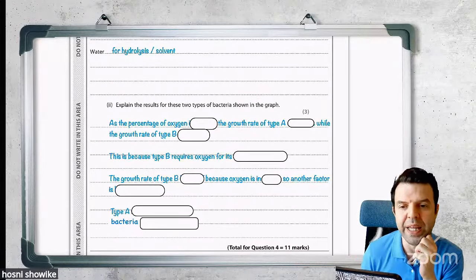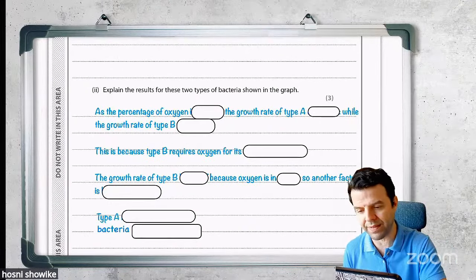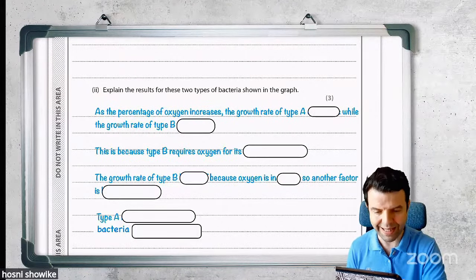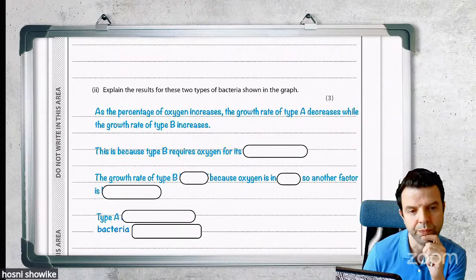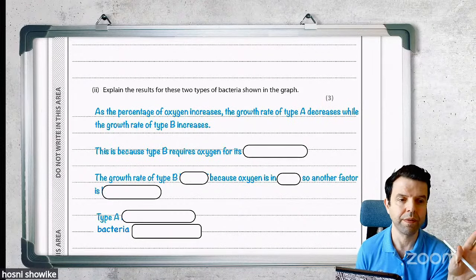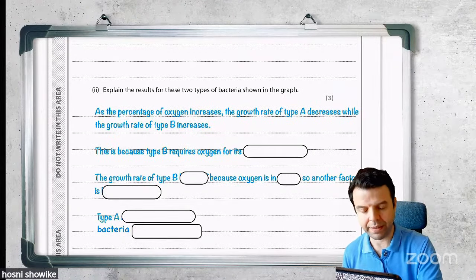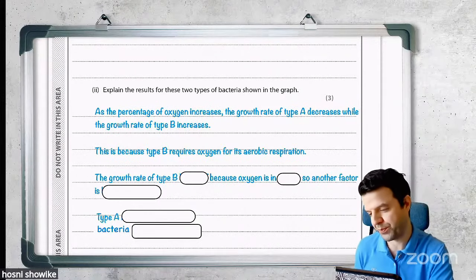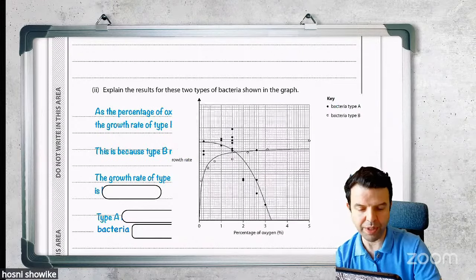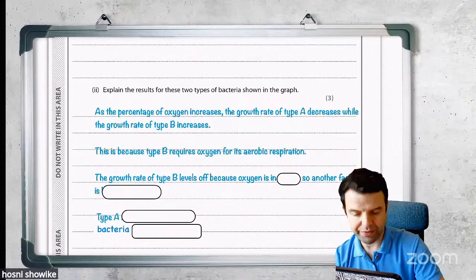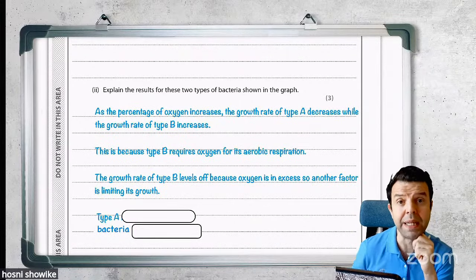What about here? Explain the results of these two types of bacteria on the graph. So I'm going to repeat what I've just said. I say as the percentage of oxygen increases, A is decreasing, but B is rising. I think everyone can write that one. This doesn't need any knowledge. But why is B increasing? That's because it's aerobic. The growth rate of B levels off. I remind you, it went like this, right? That's B becoming steady. I'll tell them there could be some limiting factor. Maybe glucose concentration is becoming limiting.